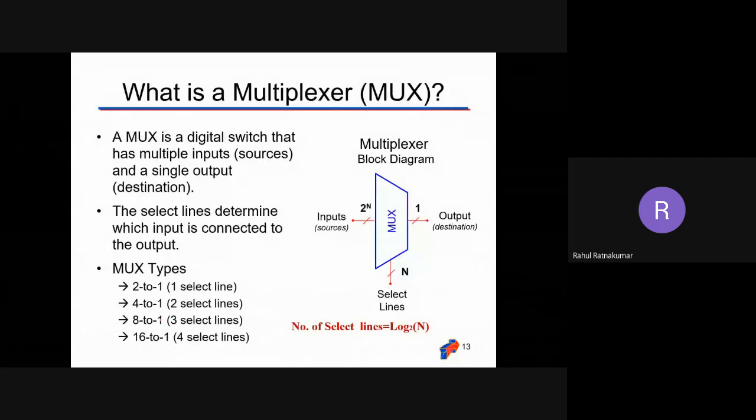Likewise, if we have 1024 inputs, how many select lines do you need? Log 1024 to the base 2. That's 10 select lines. Right. So this is what we know.